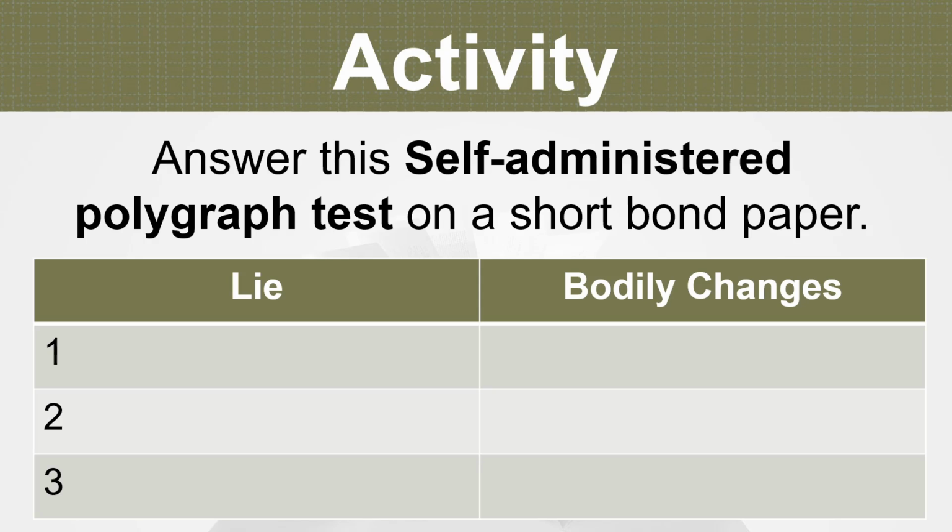You need to list down at least 3 of the lies that you still remember that you have done for the past few years. It could be a lie that you've told to your parents, to your friends, or to other people. And then, after listing down those lies, you need to recall and list down the bodily changes, or how your body reacts while you are lying.